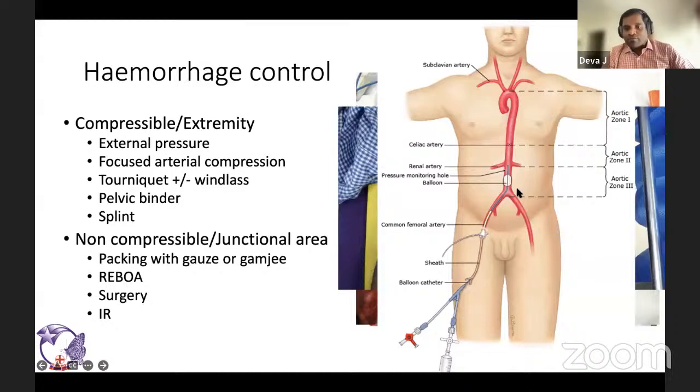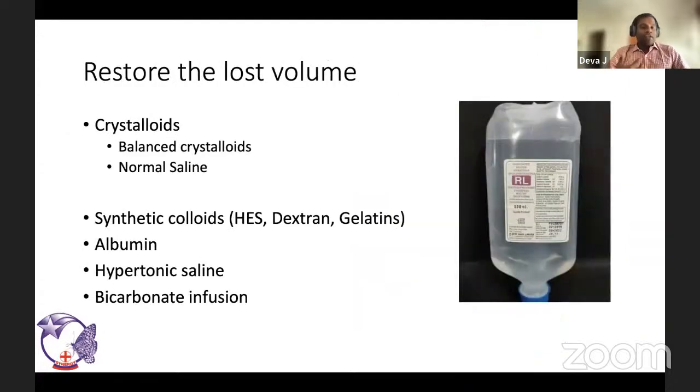You put a catheter through the femoral artery and you inflate a balloon in the aorta, which acts like a clamp that is applied externally, and it allows the hemodynamics to stabilize, and it gives you time to resuscitate the patient. So that's REBOA. And finally, if you see an exsanguinating hemorrhage, you just have to call the surgeon or the interventional radiologist to stop the bleeding for you. So the idea is to stop the bleeding while you simultaneously restore the lost volume.